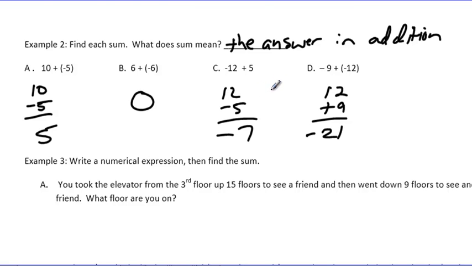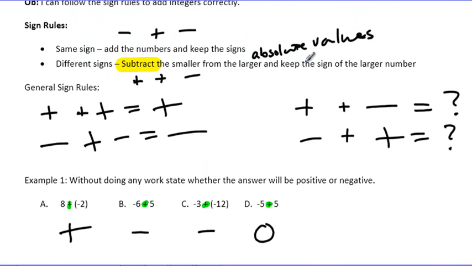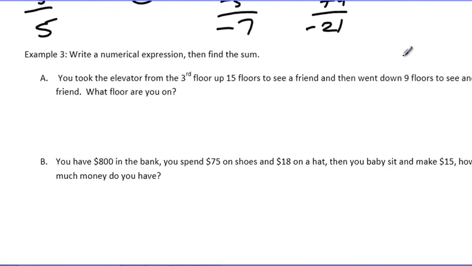Okay? So again, when it comes to adding integers, two very simple rules you need to follow. First thing you're going to do is look to see if you have the same sign or different signs. If you have the same sign, you're going to add the numbers and keep the sign. If you have different signs, you're going to subtract the smaller from the larger and keep the sign of the larger number. And again, when I keep saying smaller and larger, I'm talking about absolute values. Okay? All right. Two more examples to go.